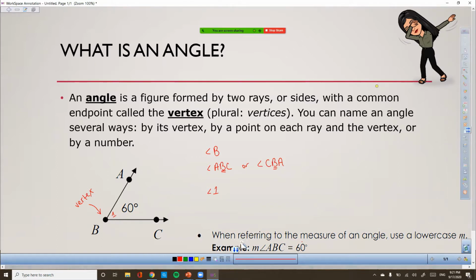Now here at the bottom, it says, when referring to the measure of an angle, the measurement of this angle is 60 degrees. We use a lowercase m. So, for example, here we say the m stands for measurement, so the measurement of angle ABC is 60 degrees. That's what the little m means. The m means the measurement. So the measurement of angle ABC equals 60 degrees.